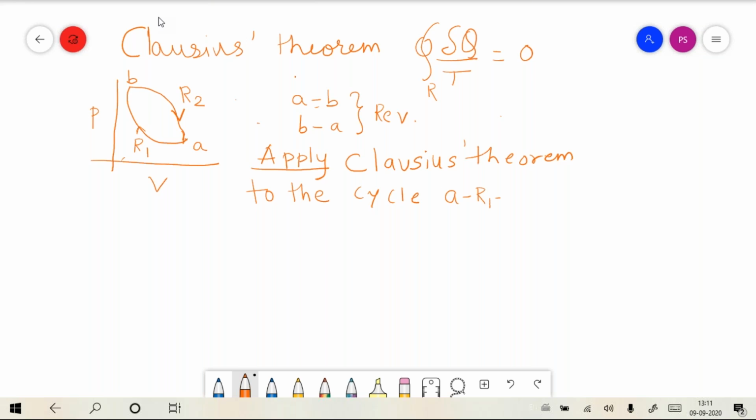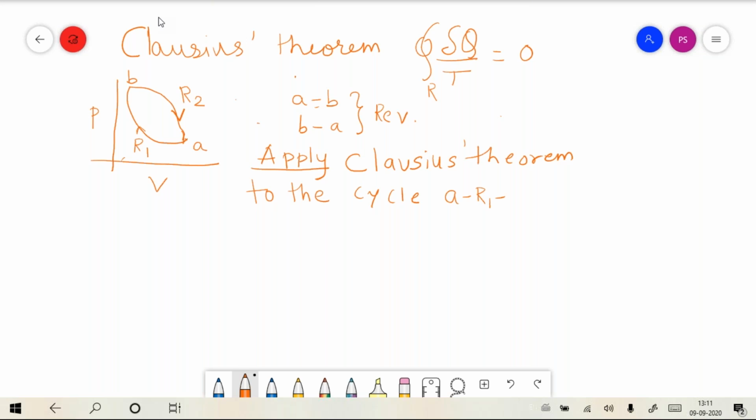It means that what it gives you is this cyclic integral of del q by T via the path R1 and R2 is equal to 0. Or let me rewrite it. It is the same as integral of del q by T via the path R1 from A to B plus integral of del q by T back to A via path R2.